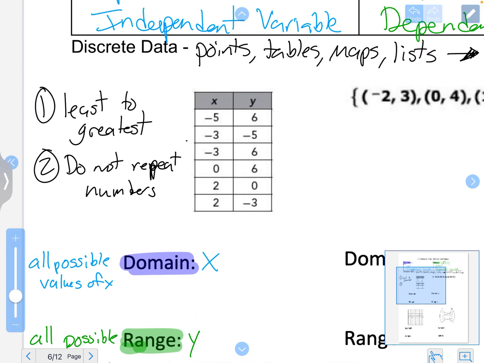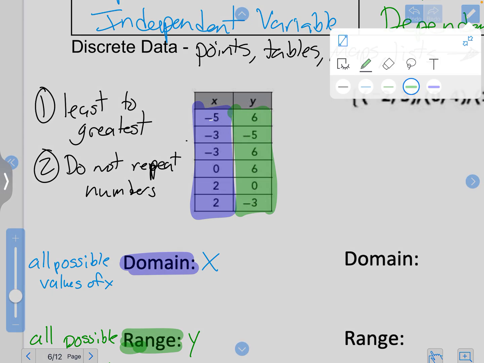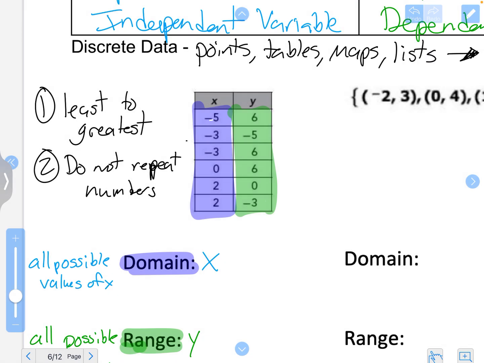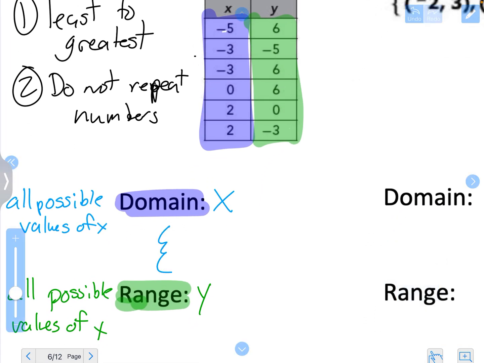So what I'm automatically going to do is highlight all of my x values blue. And then I'm going to highlight all of my y values green. And so what we've been told is that we need to write our numbers from least to greatest. The first thing, though, is we need to write it with a fancy bracket. We do not use parentheses for domain and range because we do not want them to get confused with points or other things in math.